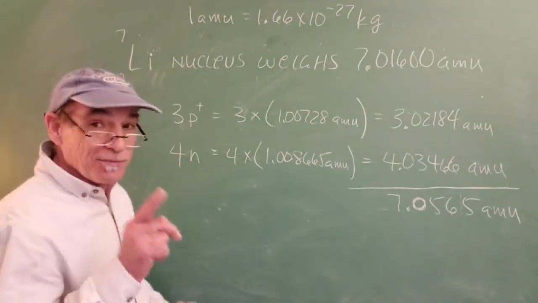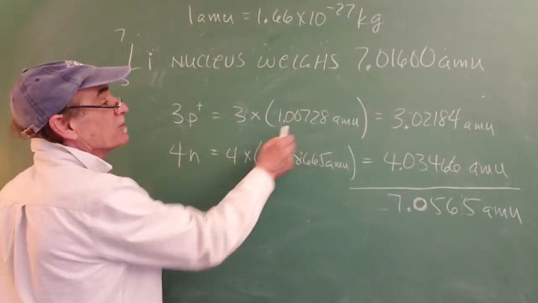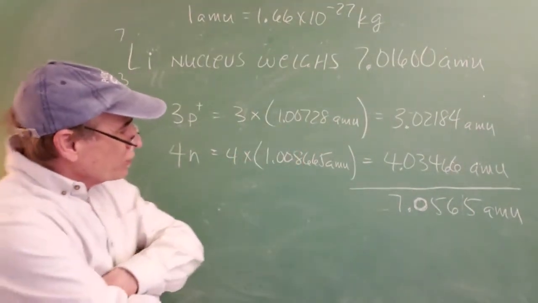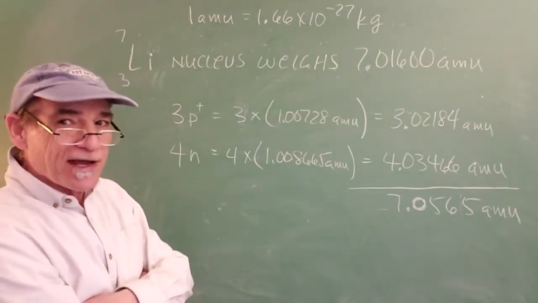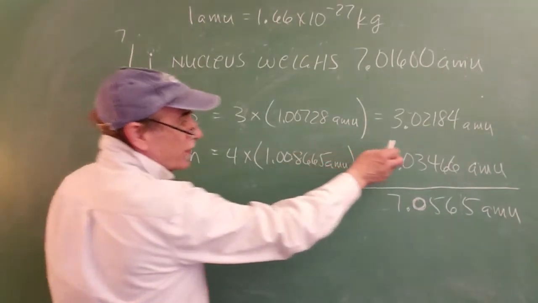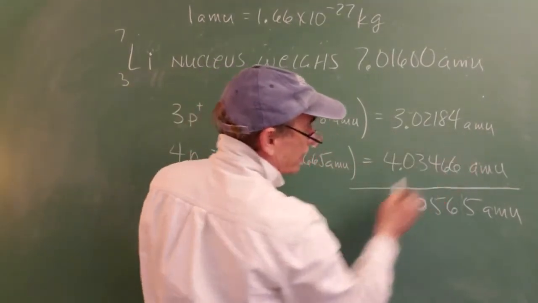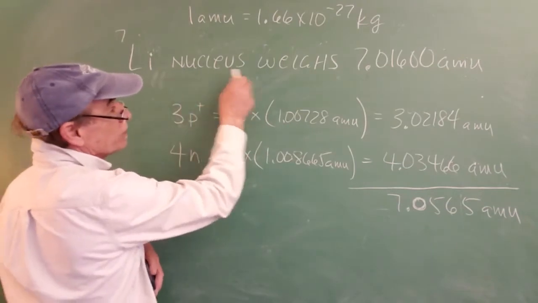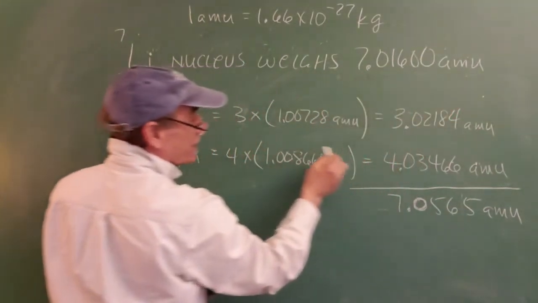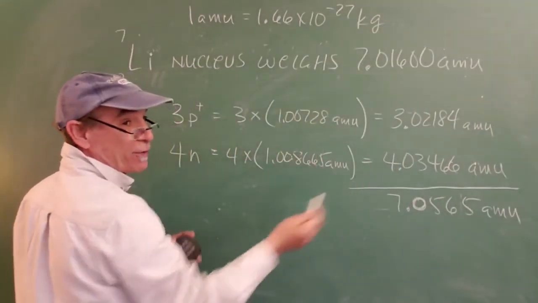Now, I looked up the mass of protons. Protons weigh 1.00728 AMUs each. Again, mass spectrometer numbers, very accurate. 3 of those would weigh 3.02184 AMUs. Now remember, this is what the lithium nucleus weighs up here, 7.016, but now I'm adding up the sum of all of its parts.